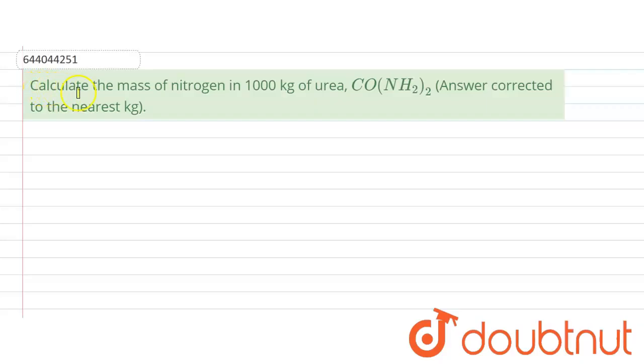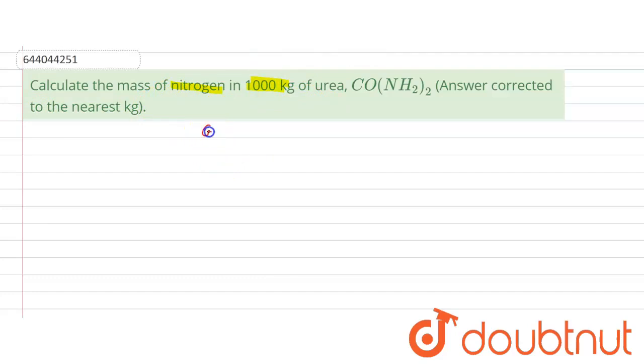In this question, we are asked to calculate the mass of nitrogen in 1000 kg of urea. Answer corrected to the nearest kg. Let's discuss the nitrogen in 1000 kg of urea.